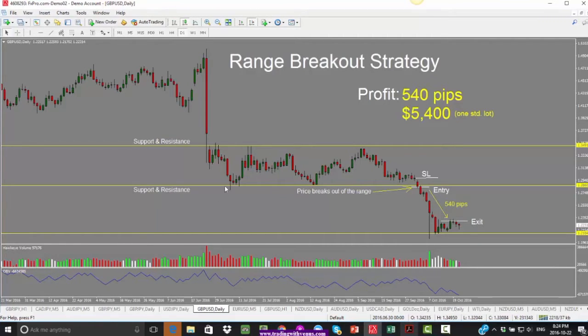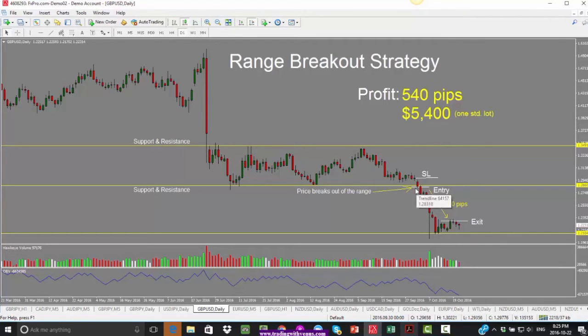Once the price closes outside the range, this is what we need to wait for. We need to make sure the price actually closes outside the range. As you can see here, price came very close to the bottom of the range, then pushed back up. Here as well, price came to the bottom here and then pushed back up. It never actually closed below this range. So we never saw a red candle close below this support and resistance line here. So this here was the first time we saw a bearish candle, a red candle that closed below the line.